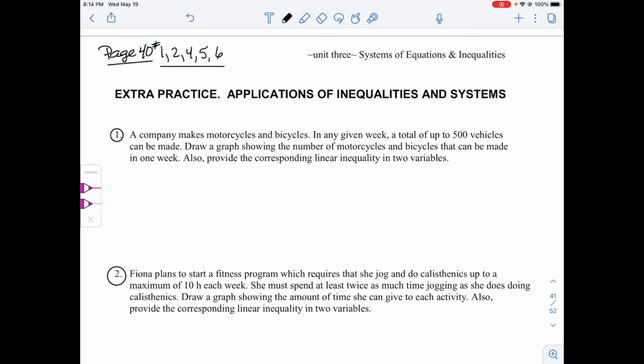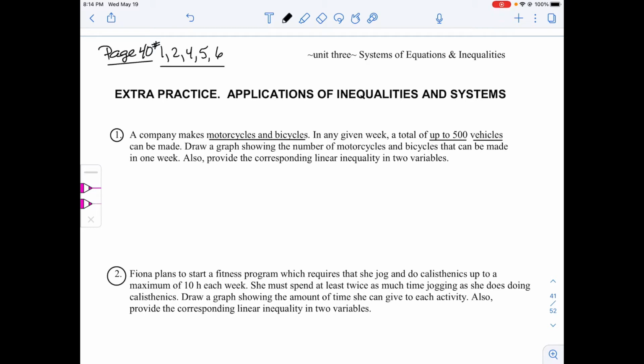If we look at the very first question, it says a company makes motorcycles and bicycles. In any given week, a total of up to 500 vehicles can be made. Draw a graph showing the number of motorcycles and bicycles that can be made in 1 week. Also provide the corresponding linear inequality in 2 variables.